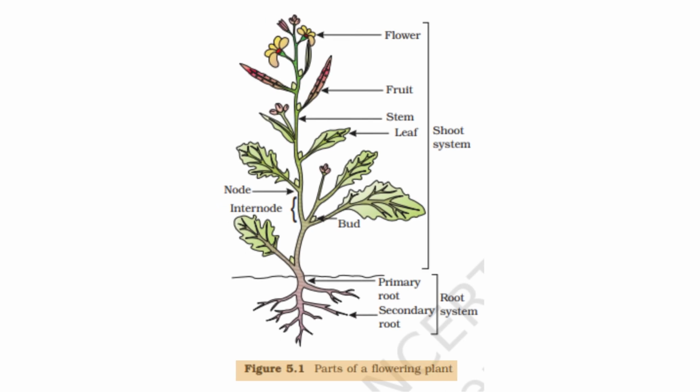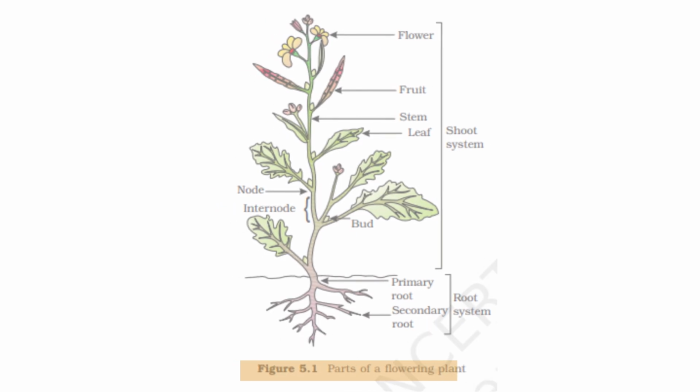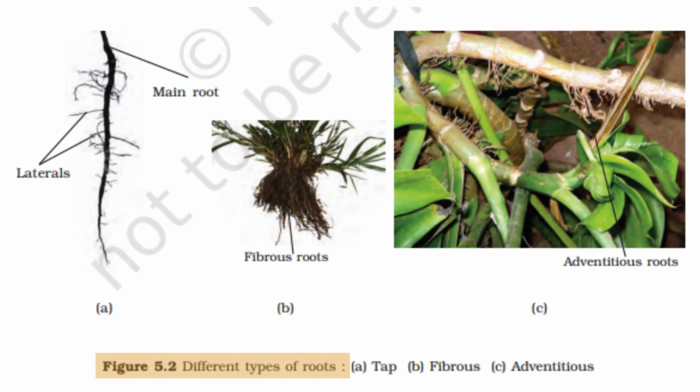Figure 5.1. Parts of a flowering plant. Figure 5.2. Different types of roots. A. Tap. B. Fibrous. C. Adventitious.